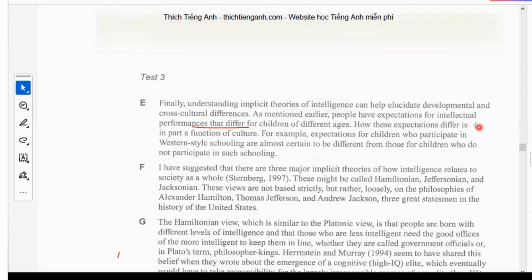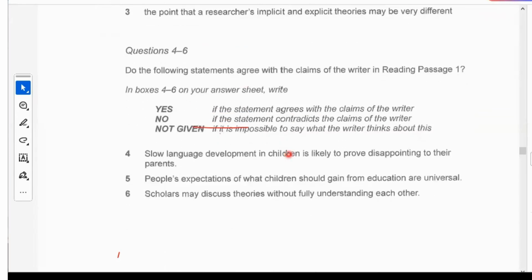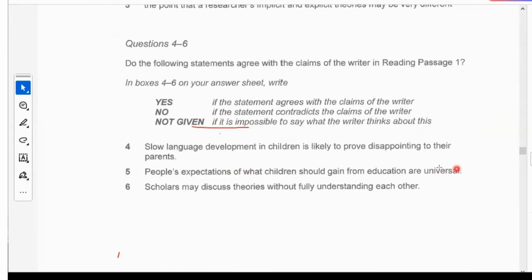These expectations differ. How these expectations differ is in part a function of culture. For example, expectations of children who participate in Western style schooling are almost certain to be different from those who do not participate in such schooling. Can you see? So that statement is what? That statement is false. It is not universal. It varies from culture to culture. So number 5 is going to be what? No. I'm going to write no.